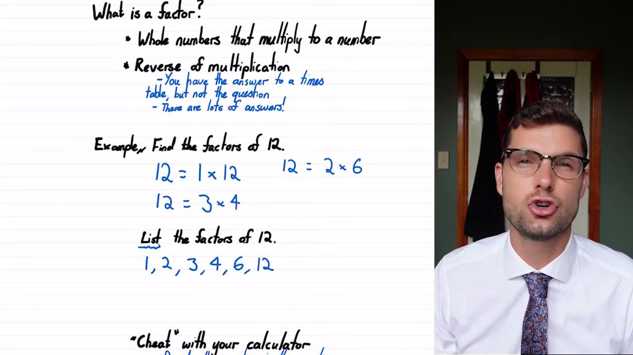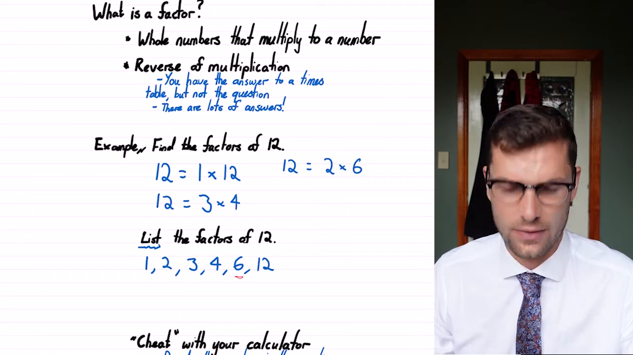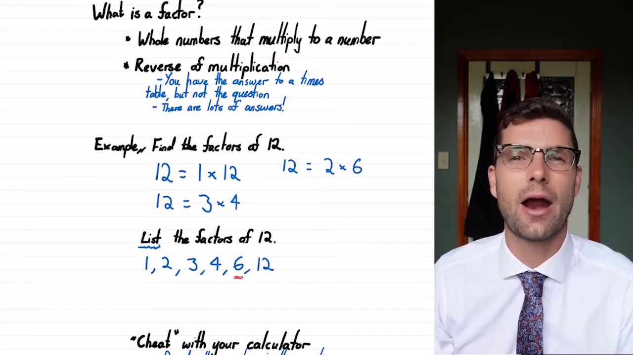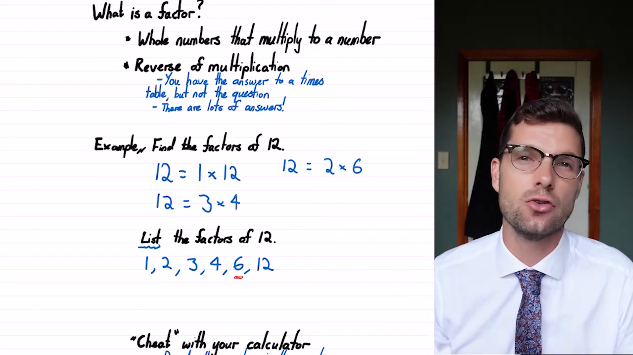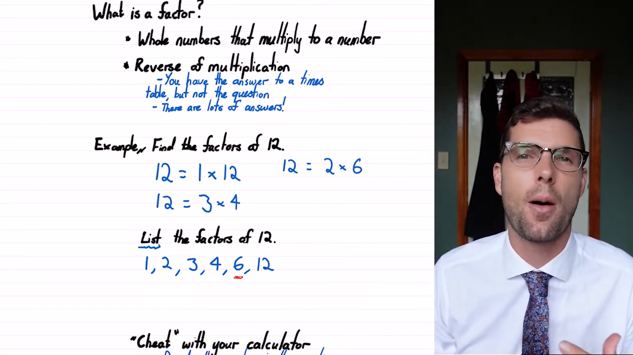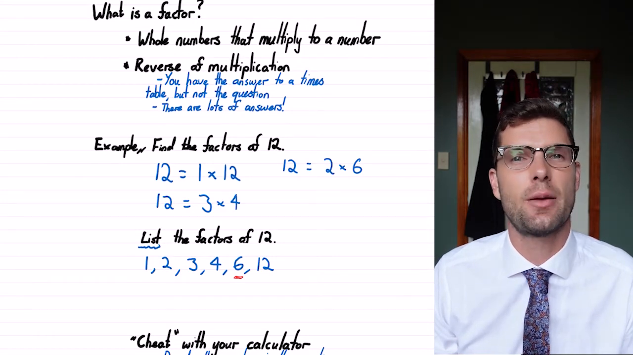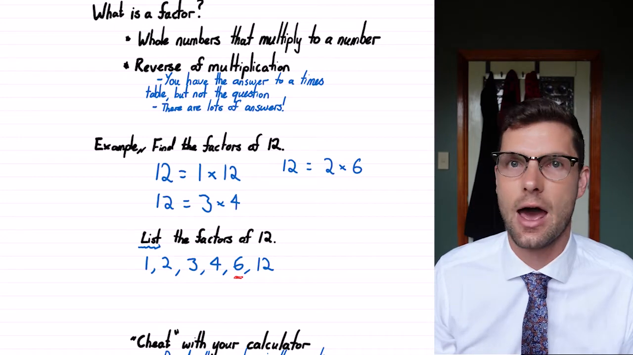A really helpful little shortcut to make sure you're not wasting time is that there can't be a number greater than halfway that is a factor. So I knew straight away that I didn't have to check 7 to 11, because any number bigger than 6 multiplied by 2 is going to put us over that 12 number, so it can't be one.